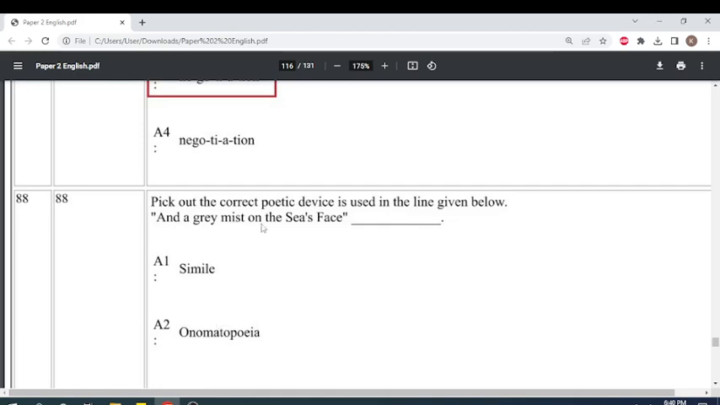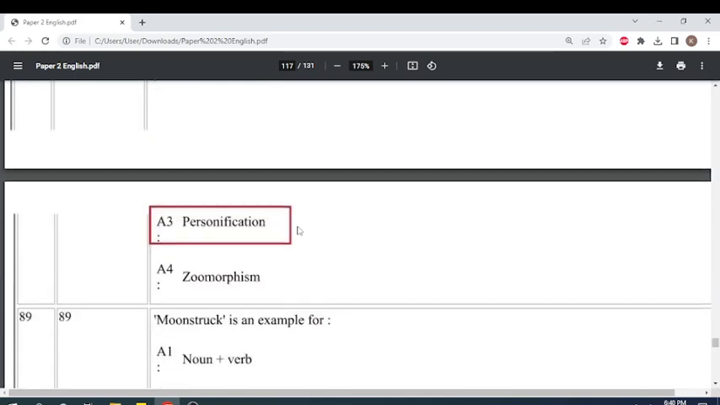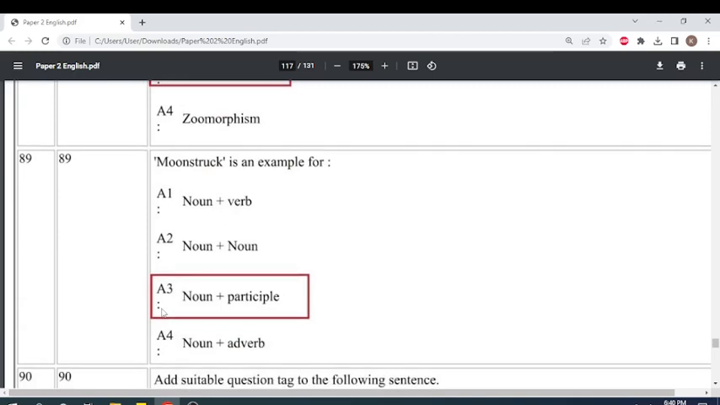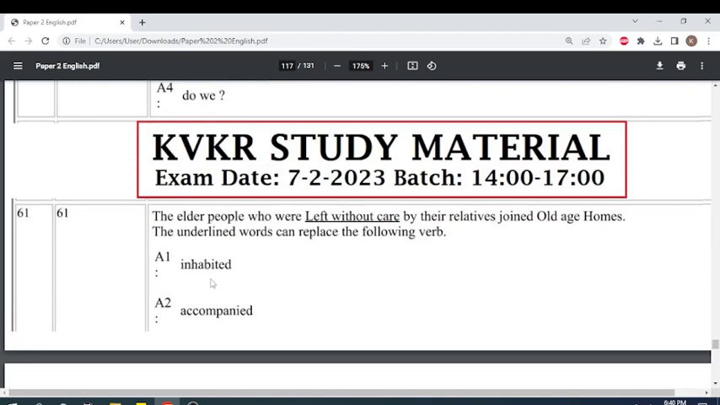And a grey mist on the sea face. Answer A3, personification. 89. Moonstruck is an example for. Answer A3, noun plus participle. 90. Add suitable question tag to the following sentence. Let's close our eyes and meditate for some time. Answer A2, shall we? The next question paper is the 7-2-2023 examination question paper.